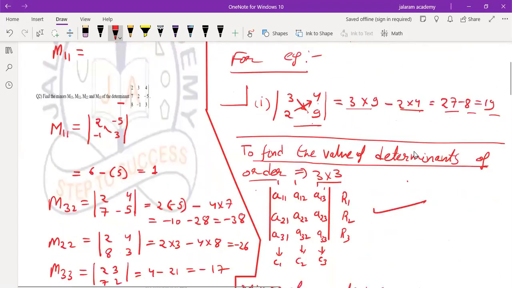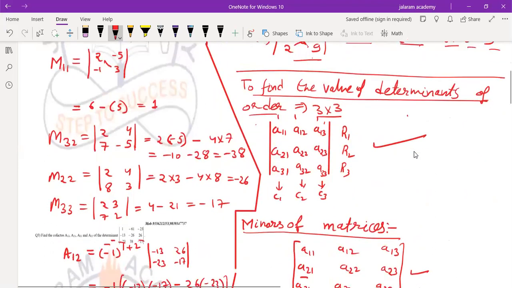Now we will find the value of determinants of order 3 cross 3. So before finding the value of a determinant of order 3 cross 3, it has 3 rows. First row: A11, A12, A13. A11 means the element of first row first column. A12 means the element of first row second column. A13 means the element of first row third column. A21 means the element of second row first column, then the element of second row second column, the element of second row third column, the element of third row first column, third row second column, third row third column.